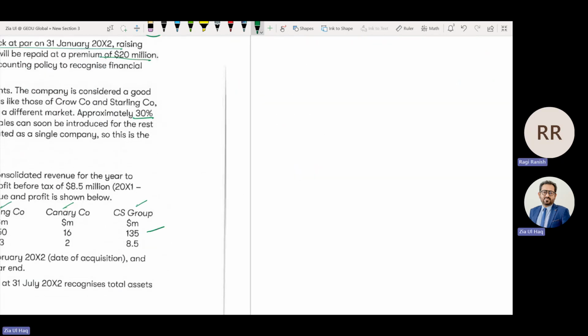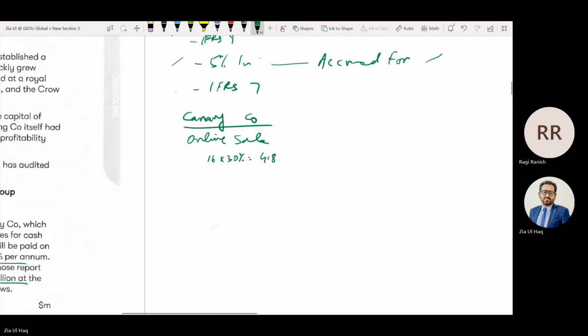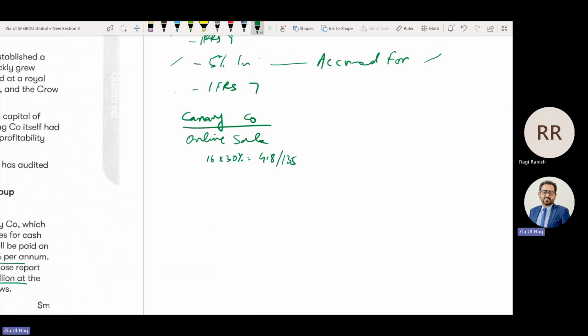What is consolidated revenue? 135. So 4.8 divided by 135 multiplied by 100, and we will say this is that percent of total revenue, because it is above 1%, 4%, and hence material.